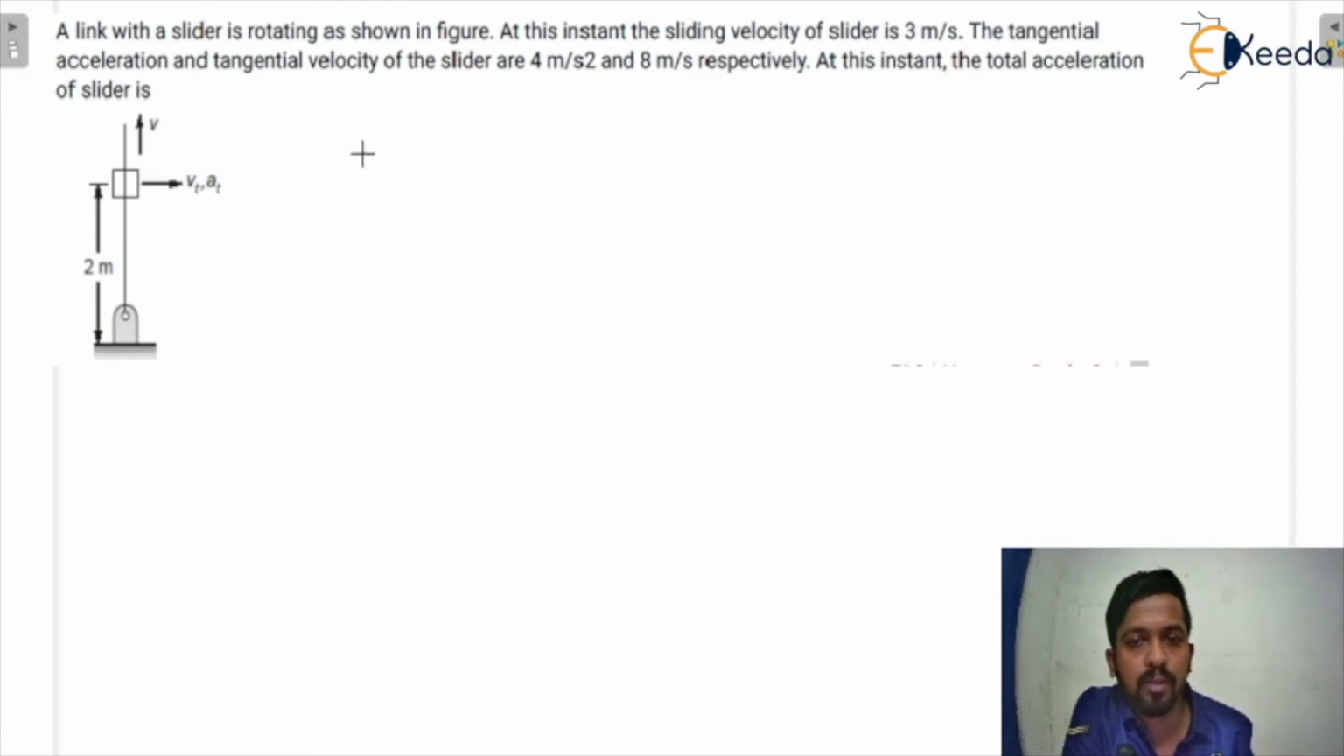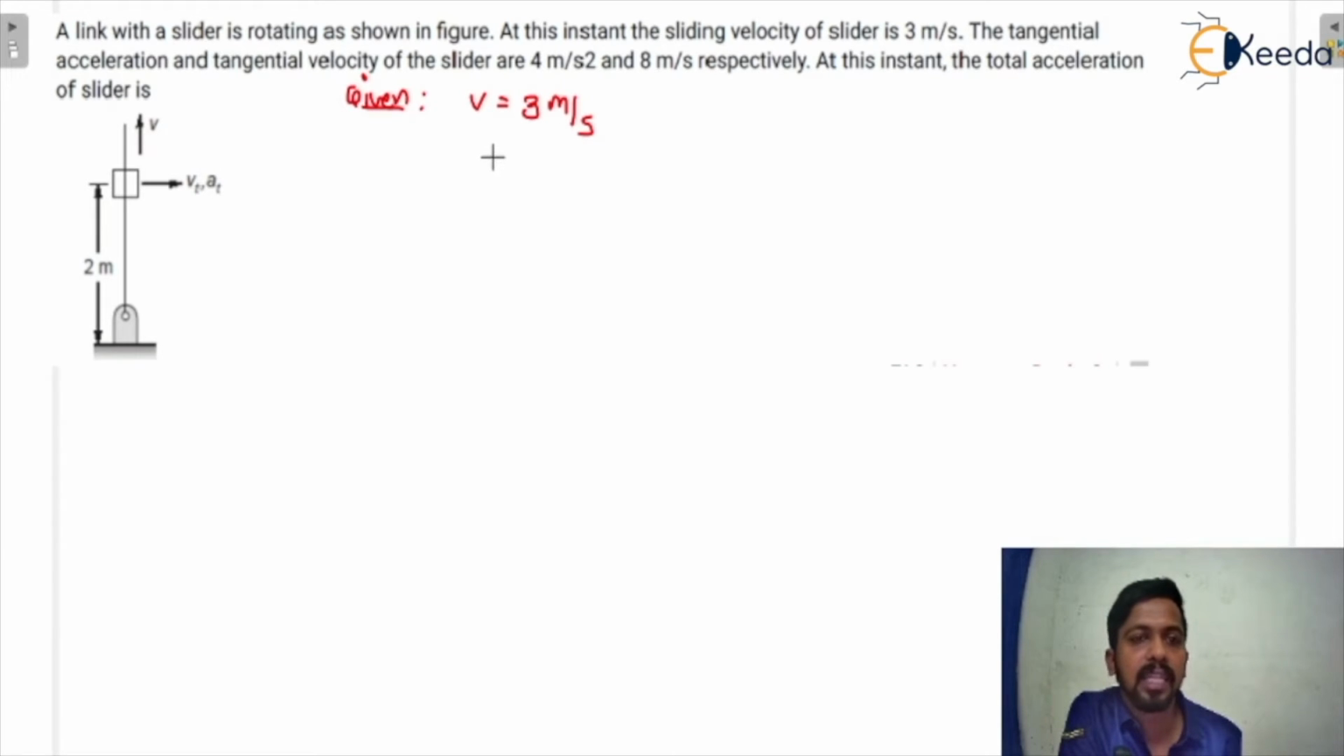Okay, so in the question it is given that a link with a slider is rotating. First, you have to read the questions carefully. A link with a slider indicates that there must be a Coriolis acceleration. A link with a slider is rotating as shown in the figure. At this instant, the sliding velocity of the slider, that is v, is given as 3 meter per second.